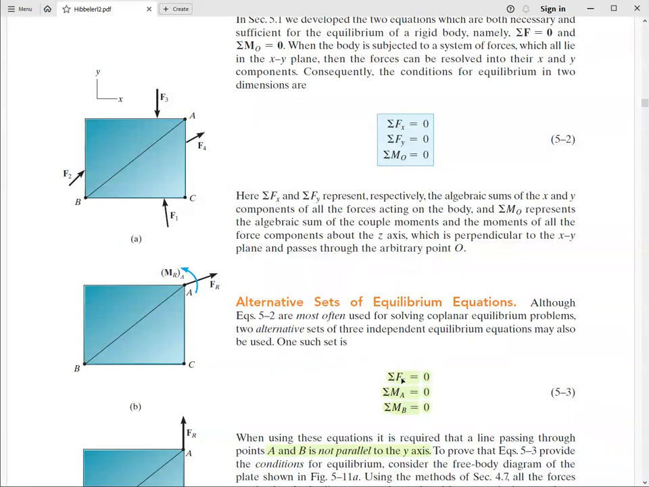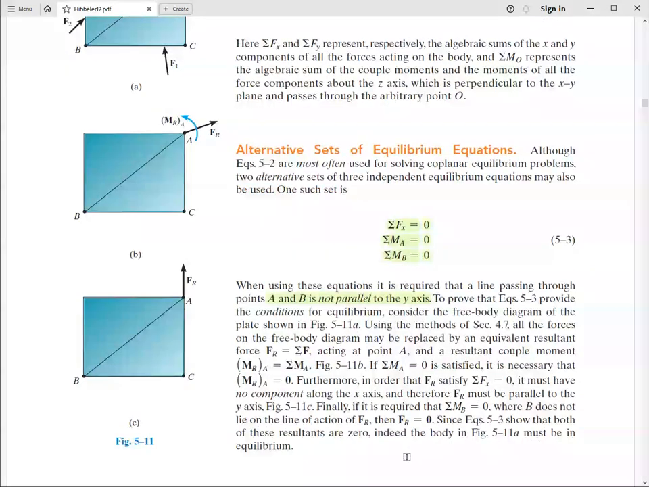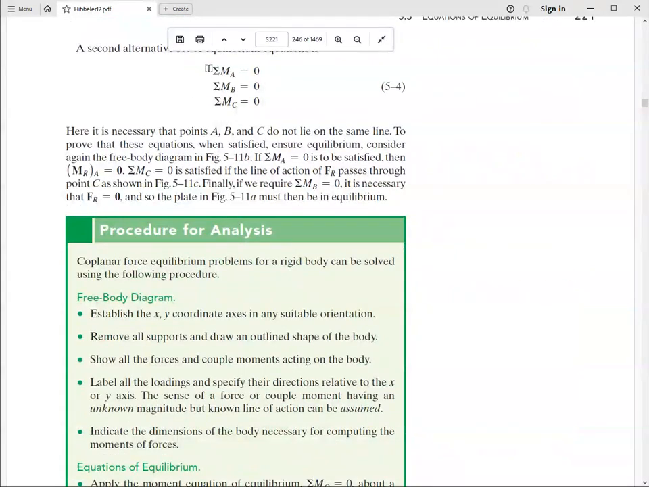I can say sum of forces in the y direction and moments about two points, in that case, A and B, which should not be parallel with the other axis, which would be x instead. And then the third equilibrium equation is to state the sum of moments about points A, B, and C equals 0. Condition for equilibrium.